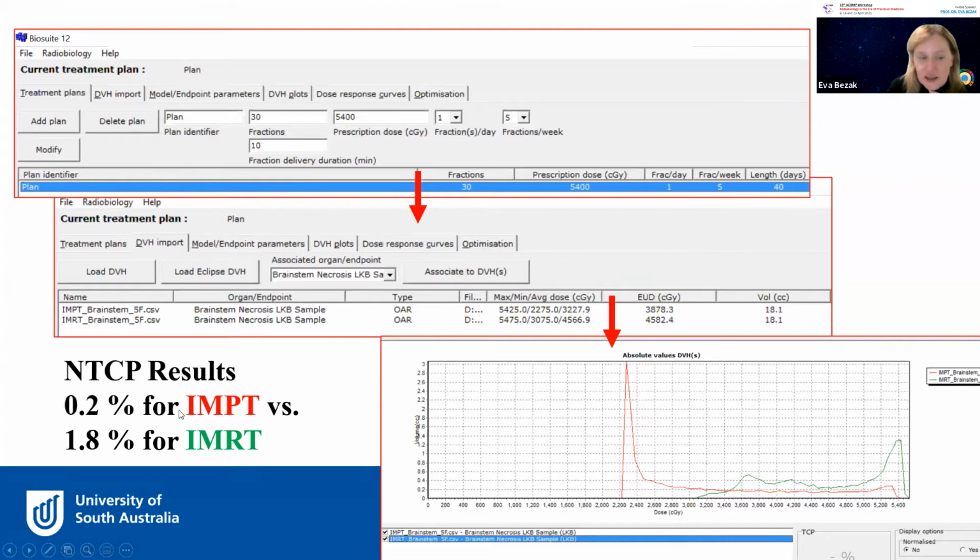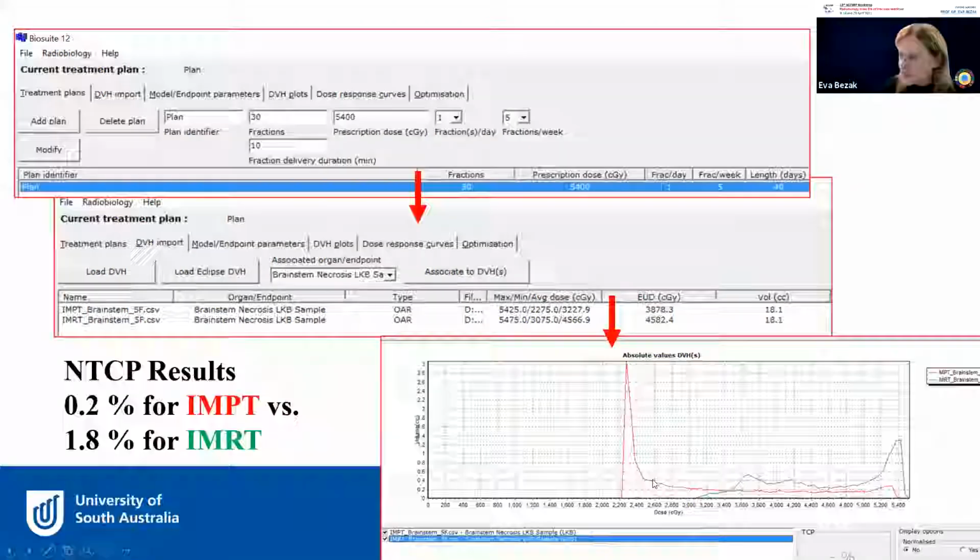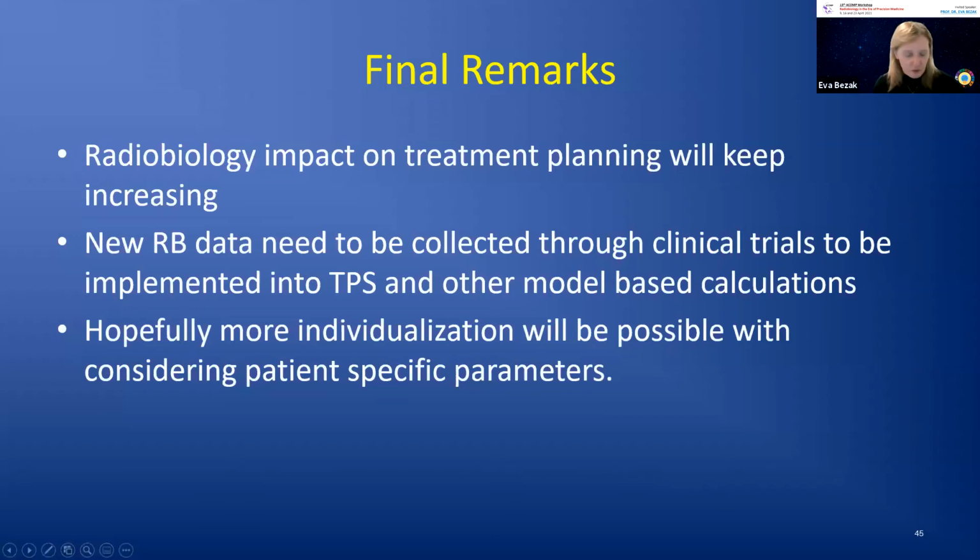The NTCP results calculated that proton therapy will give you a risk of 0.2% of brainstem necrosis versus roughly 2% of brainstem necrosis when you are using IMRT, intensity modulated photon radiotherapy. And the software will also recreate from your data the differential dose volume histograms. So this is the end.